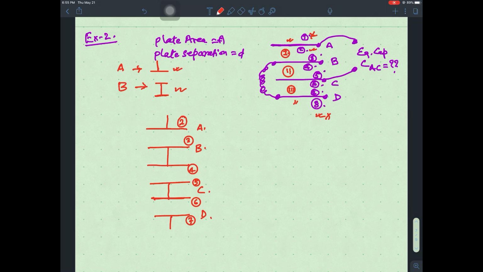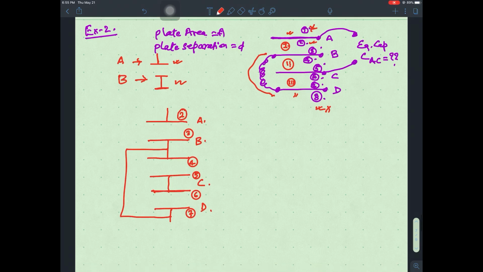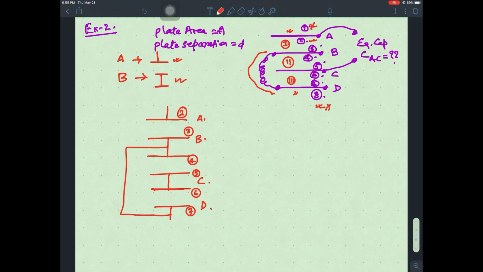Now we have to connect plate B. See here, plate B is connected with plate D. This is your capacitor C1, this is your capacitor C2, and this is your capacitor C3.